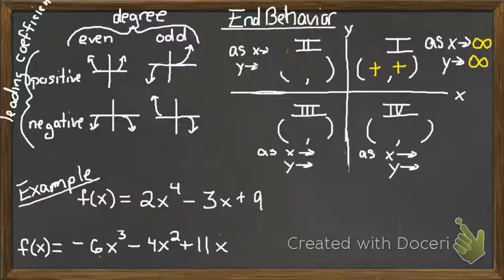All right, looking in the second quadrant. Your x values are negative and your y values are positive. So the way you'll write your end behavior here is as x approaches negative infinity, y approaches positive infinity. In your third quadrant, your x values are negative and your y values are negative. So the way you write your end behavior here is as x approaches negative infinity, y approaches negative infinity. In your fourth quadrant, your x values are positive and your y values are negative. So the way you write your end behavior here is as x approaches positive infinity, y approaches negative infinity.